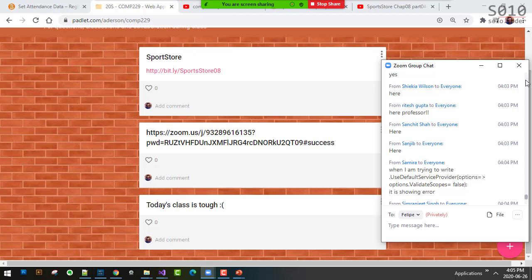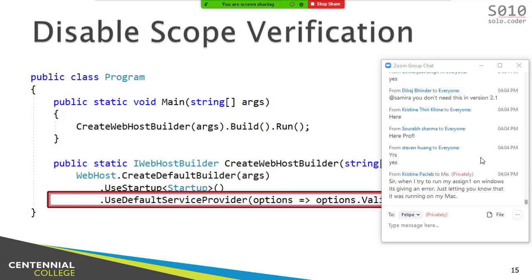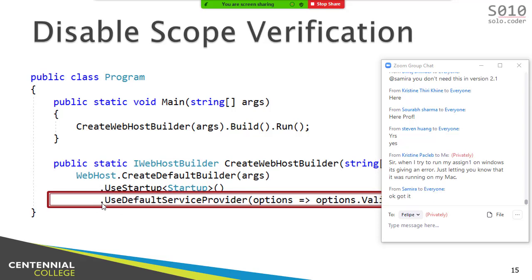So Samira, when I'm trying to write, okay, Samira, make sure that the previous line, sometimes I see students doing that, the previous line with a semicolon, make sure that there is no semicolon there, okay? Make sure that you have the dot, there is no semicolon after the Startup parentheses. Sometimes I see students leaving that and adding the next line, hoping that this would work. Again, this is a continuous call, it's a method calling another method, okay?